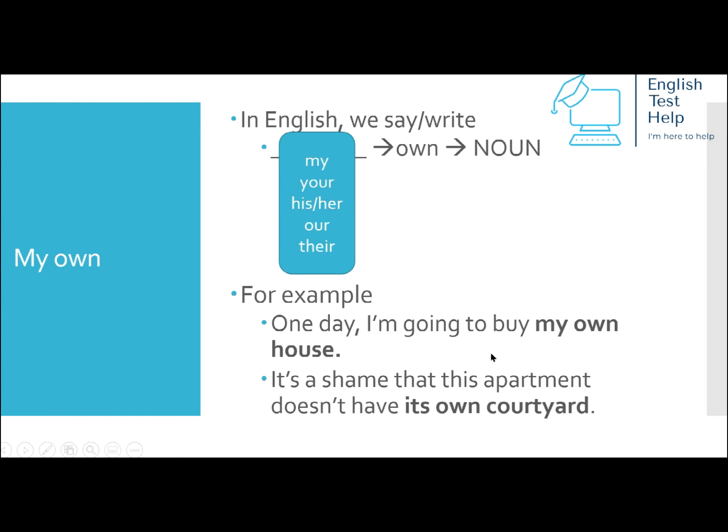One day I'm going to buy my own, and what comes after this? A noun. One day I'm going to buy my own house. It's a shame that this apartment doesn't have its own courtyard. Have you got that? It's easy. I know you can learn it.